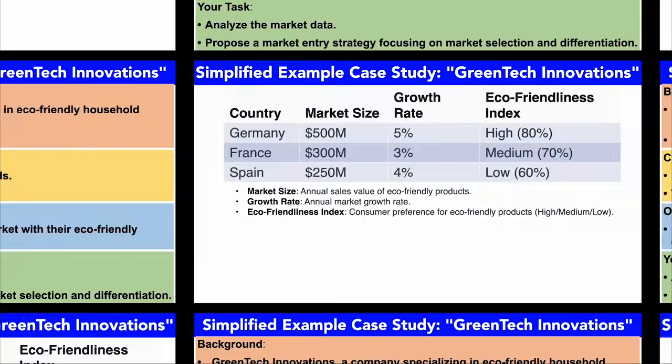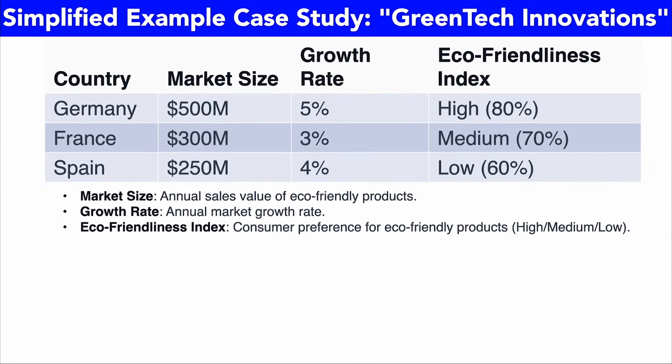So let's take a look at some of that market data. You can see here from this table there are 3 countries, Germany, France and Spain. They have a different market size, a growth rate and eco-friendliness index. So the market size, as we can see in the key here, is the annual sales value of eco-friendly products. The growth rate is the annual market growth rate, and eco-friendliness index is the consumer preference for eco-friendly products rated on a high, medium or low scale.